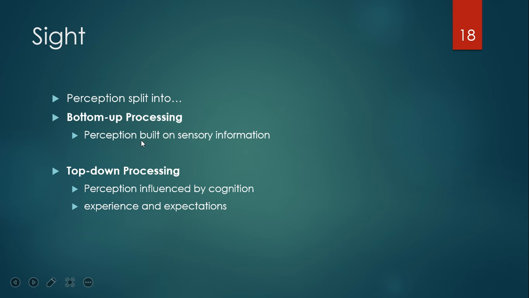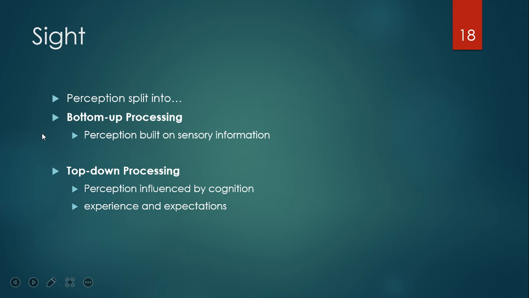Bottom-up processing is perception that is built on sensory information. So these are perceptions that are built on raw, incoming sensory data. Top-down processing is perception that is influenced by cognition. It's influenced by thinking, memory, past experience, and expectations. It's safe to say we see what we expect to see, and that is because of top-down processing. So, two different ways that we perceive.